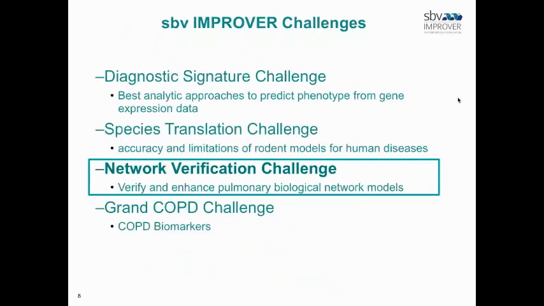Back to the improver. As I mentioned, the improver has several different challenges. The first challenge was a diagnostic signature challenge, then a species translation challenge. Right now we have a network verification challenge ongoing, and all these blocks will later be used for the grant COPD challenge.